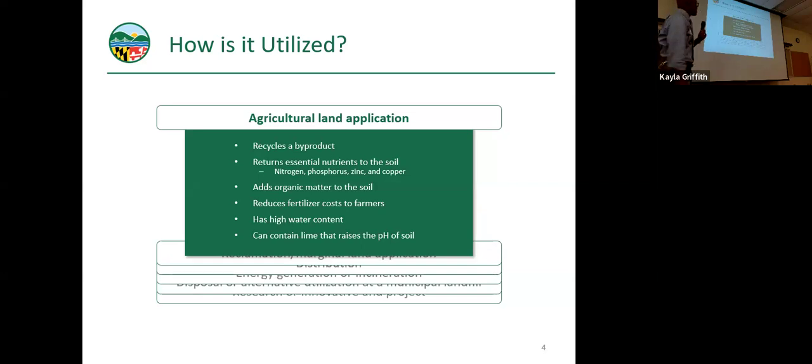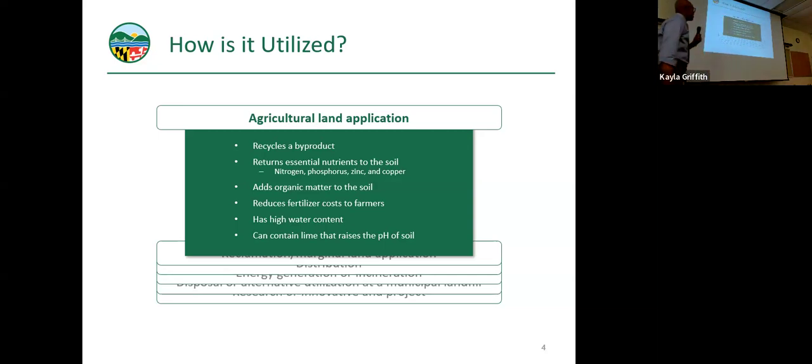Moving on, how is it utilized? We want to focus on agricultural land application. It is applied on agricultural land because it is a recycled product. It returns essential nutrients to the soil: nitrogen, phosphorus, zinc, and copper. It adds organic matter to the soil. What is more, it reduces the cost of fertilizers to the farmers. Farmers appreciate it very well because instead of buying fertilizers, they now use biosolids, which help them a lot. We have farmers here, they will testify to that.